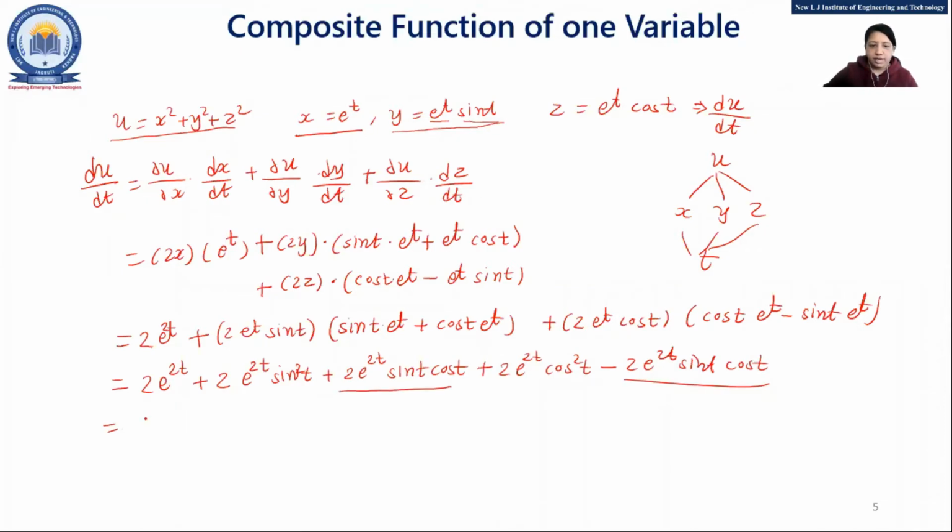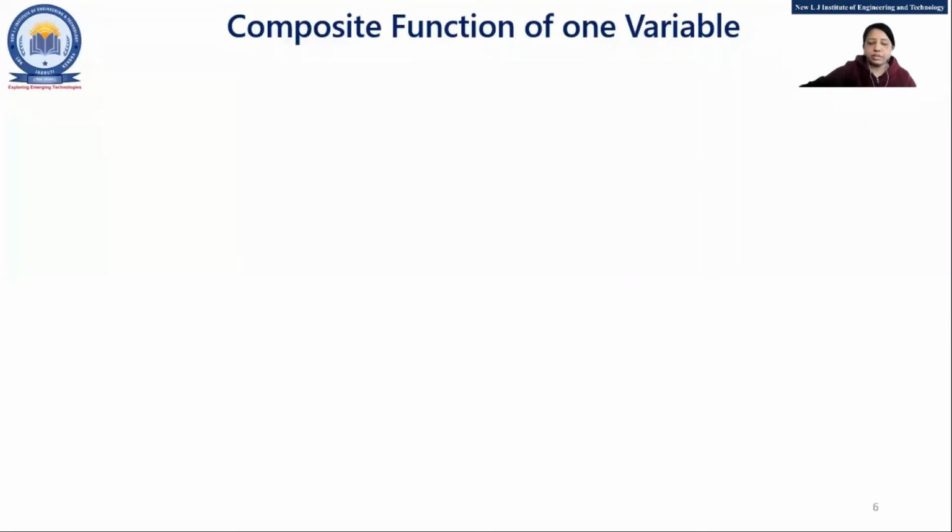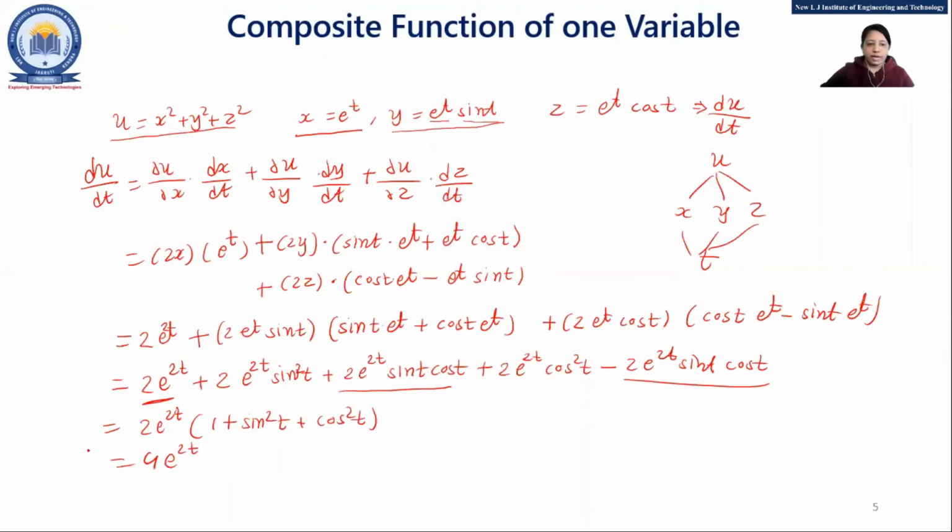Now I'll take 2 into e raised to 2t common. So 1 plus, for this it is 1. Now this sin square t plus cos square t, I'll write down here sin square t plus cos square t, so it is 1. 1 plus 1 is 2, 2 into 2 is 4, 4 into e raised to 2t. Okay, so this is my du by dt, that is the total.